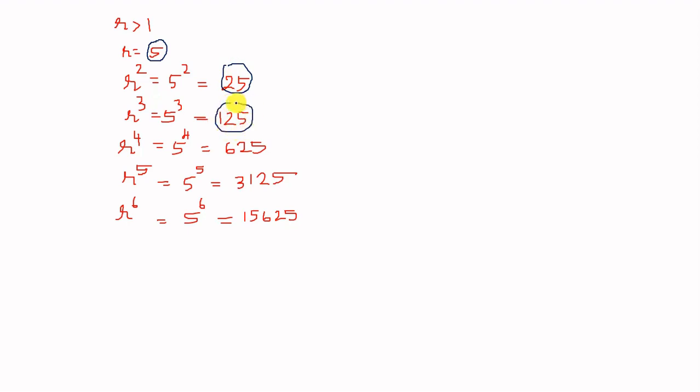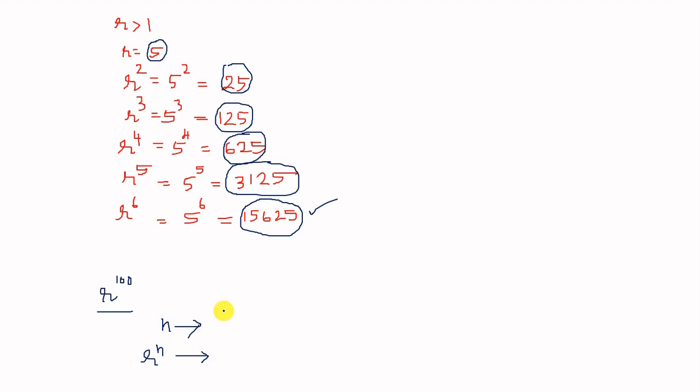So if you look at this, you can see that r raised to 1 was 5, r square is 25, r cube is 125, r raised to 4 is 625, r raised to 5 is 3125, r raised to 6 is 15625. Now when you see that the powers of r increase, the value of those increases tremendously. So if I find r raised to 100, it will be a very huge number. So as n increases, the value of r raised to n increases tremendously.